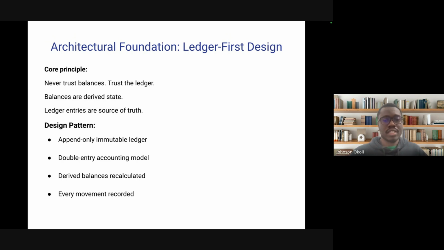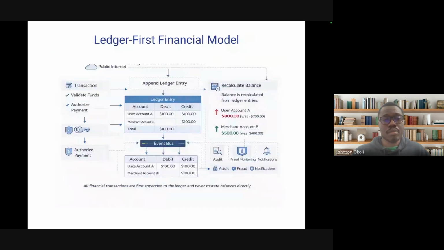Then derived balances, like we said earlier: you should be able to derive them from the ledger without having to depend just on the wallet balance directly. Every movement and every transaction is recorded for audit purposes as well. It's a simple model where, when a particular transaction comes in, you validate it based on the user's authentication and the required keys you need, probably the transaction ID and the reference. You validate all those regarding the transaction, and then you can authorize it.